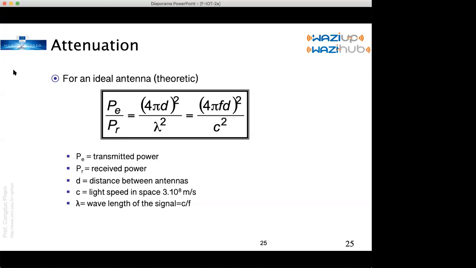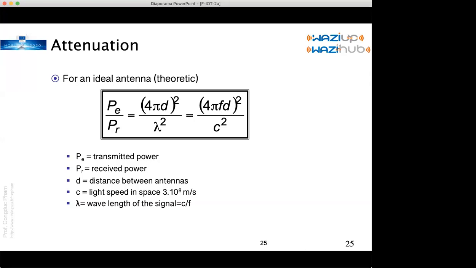But it depends on the frequency also. So it means that the higher frequency that you're using, meaning that PE over PR is high. And if PE over PR is high, it means that PR is very small, okay? So it means that the attenuation is higher if you're using higher frequency. So this is why a lot of long-range radio technologies are using a low frequency signal and not the high frequency.